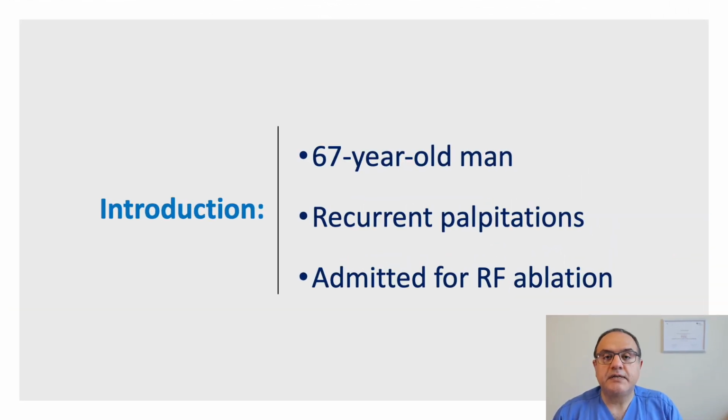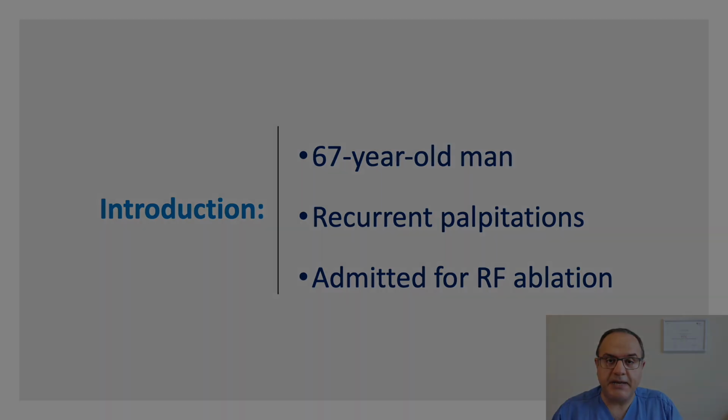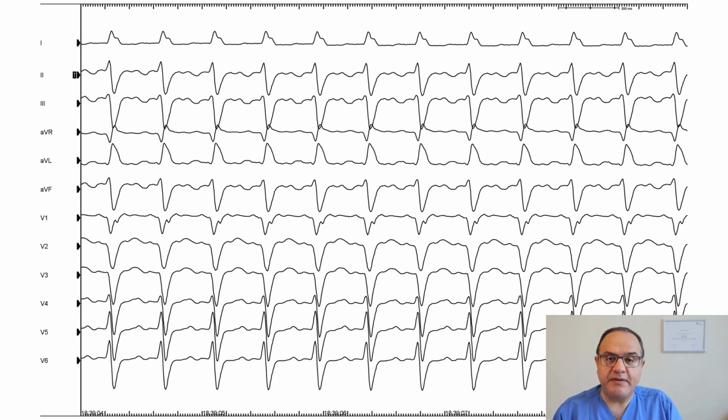Now let's look together at the first patient, a 67-year-old man suffering from recurrent palpitation who was admitted to the hospital for RF ablation. Here we see the 12-lead ECG, which is compatible with the diagnosis of typical atrial flutter, isthmus-dependent, counterclockwise, macro-reentrant right atrial tachycardia. The ECG is very clear. Also, the entrainment mapping before catheter ablation confirmed the diagnosis.